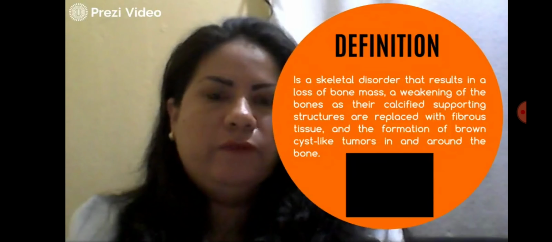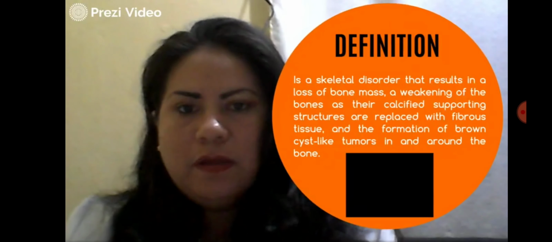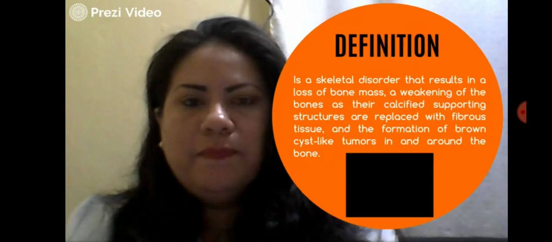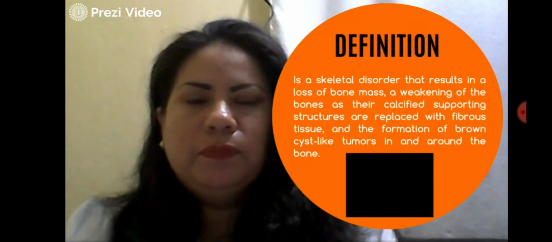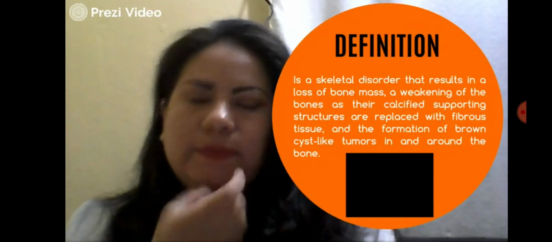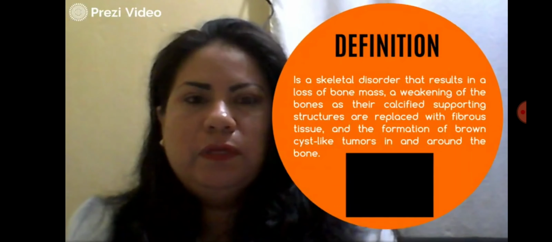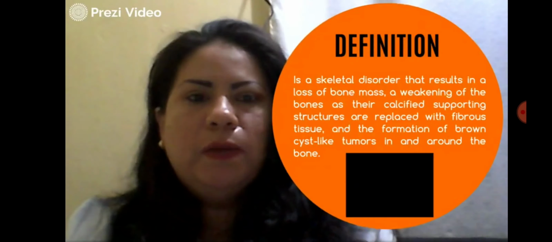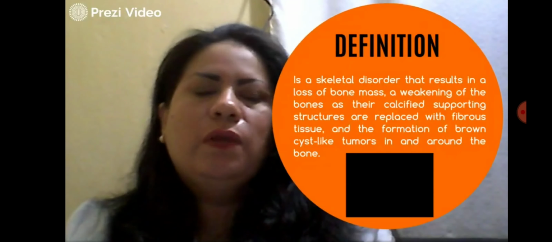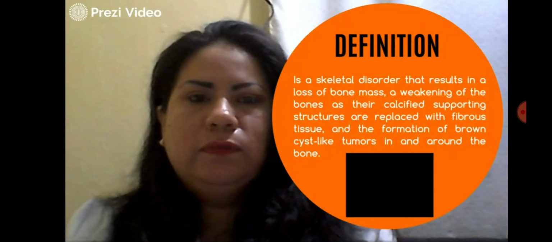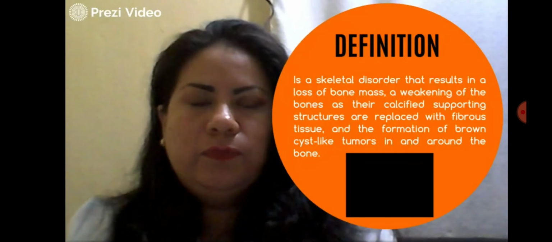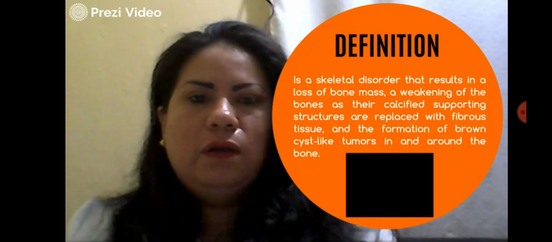What is Osteitis fibrosa cystica? Definition: it is a skeletal disorder that results in a loss of bone mass and a weakening of the bones, as the calcified supporting structures are replaced with fibrous tissue, and the formation of brown, tumor-like cysts in and around the bone.